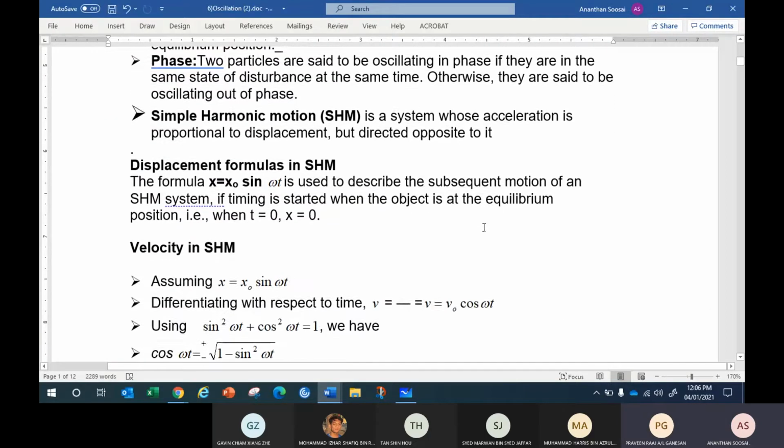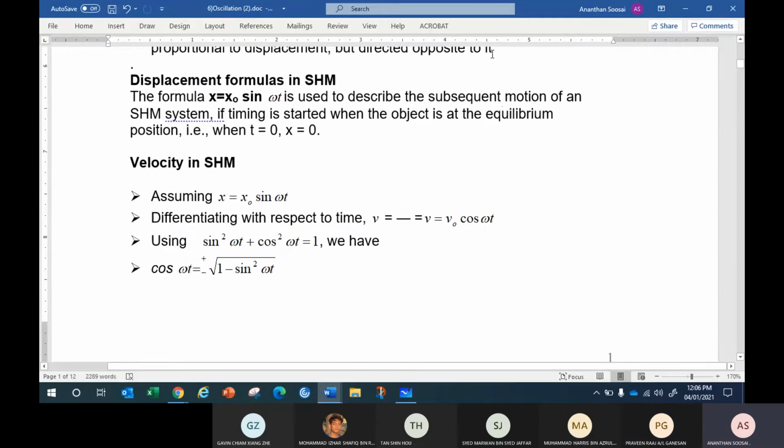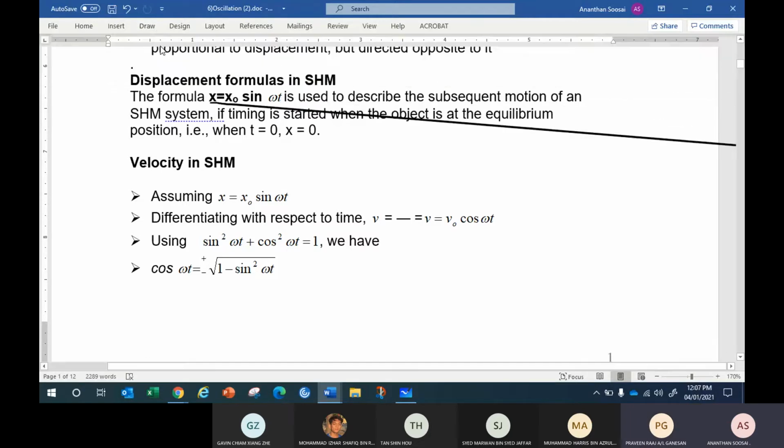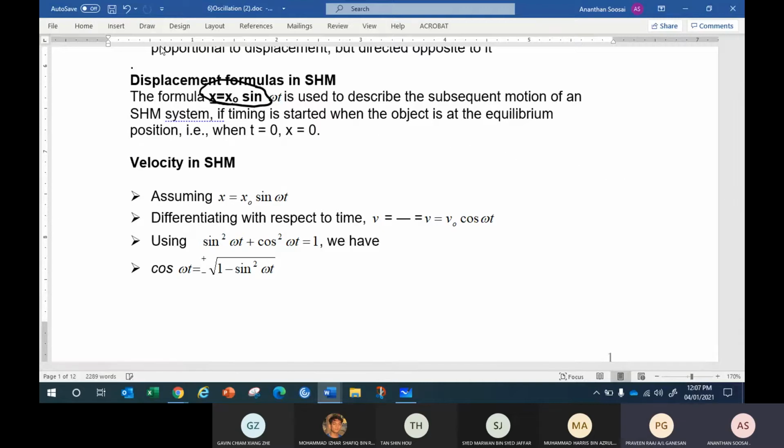Then we start to derive formulas for 3 quantities. What 3 quantities? We derive for displacement, velocity, and acceleration. So x equals x naught sine omega t, the one given here on top. This is the formula for displacement when the time starts where? At the equilibrium.